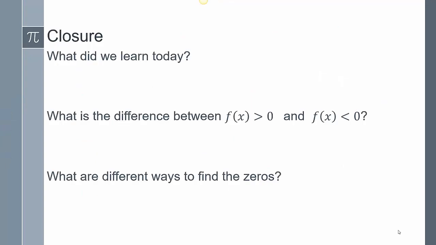To close today's lesson, what did we talk about today, or what did we learn today? Well, we talked about quadratic inequalities and how to find the solution to a quadratic inequality. So what is the difference between f of x is greater than 0 and f of x is less than 0? So what is it that we're looking for in each of those? And then what are the different ways to find the zeros of a quadratic?